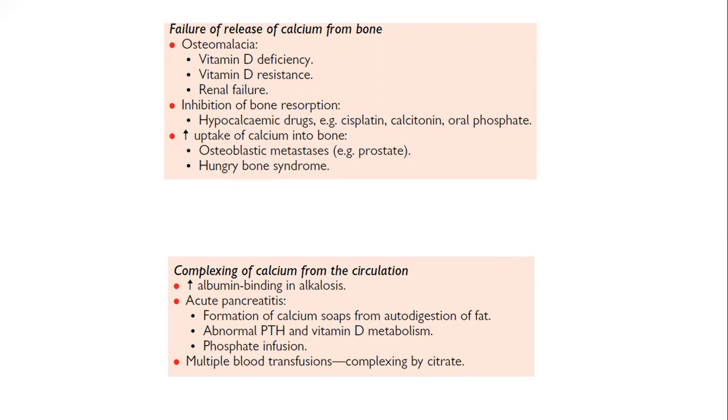Abnormal PTH and vitamin D metabolism is another mechanism, and furthermore, this is related to the phosphate infusion. Multiple blood transfusion can also cause hypocalcemia. This is because of the complexing by the citrate.